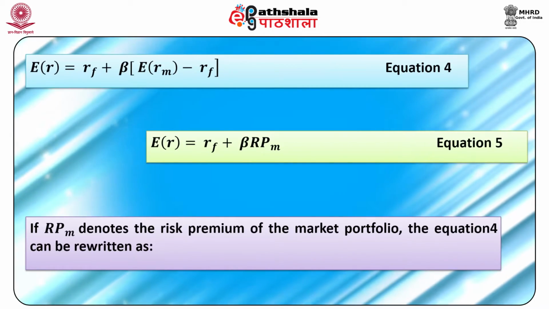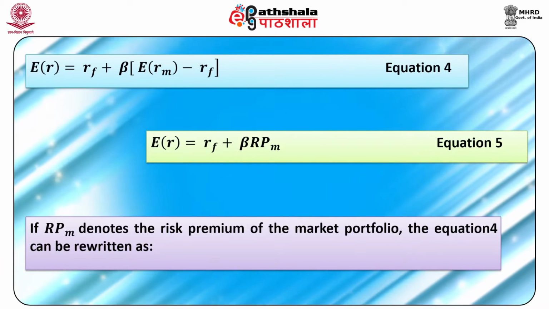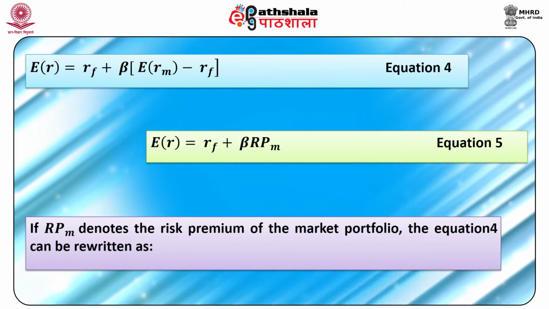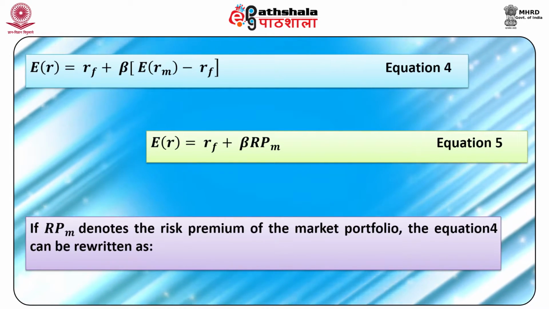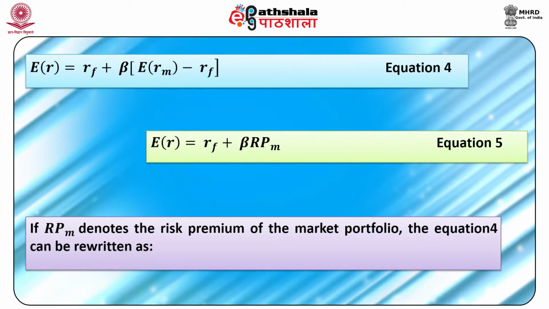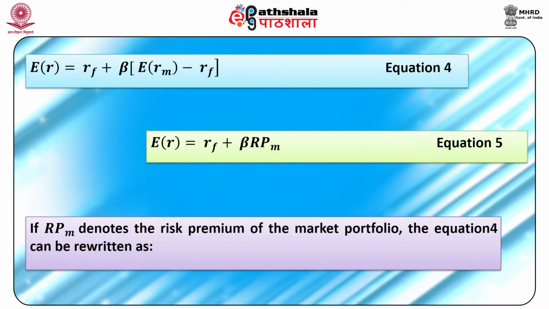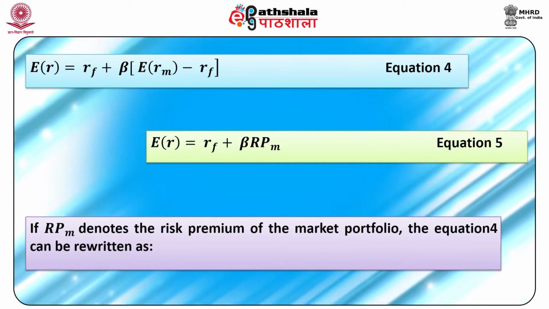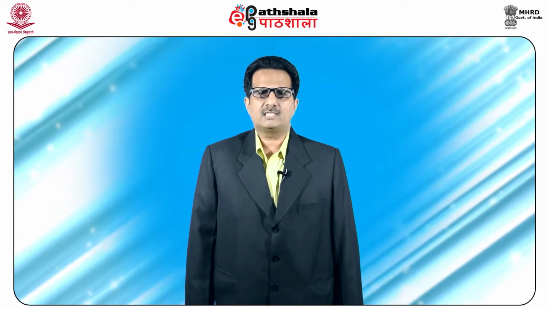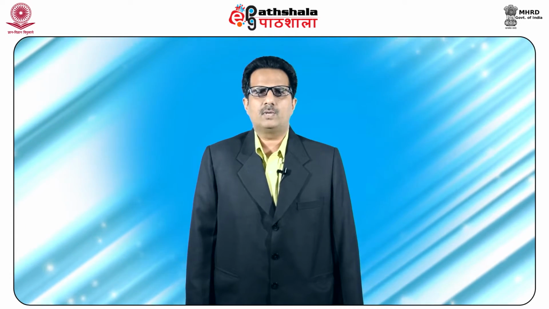Mathematically, it can be represented by the following equation, equation 4: E(R) = R_F + β[E(R_M) − R_F]. Equation 5 can be denoted as E(R) = R_F + β RP_M, where RP_M denotes the risk premium of the market portfolio. Please note that investors are not rewarded for the exposure to firm-specific events, which is the residual term in equation 2. Equation 4 and equation 5 represent a simple security market line where there is only one source of risk that can be embedded into the market portfolio. However, one can recognize multiple sources of systematic risk.